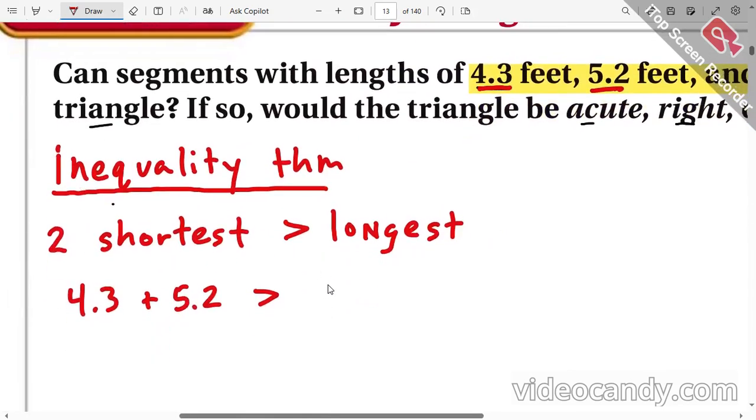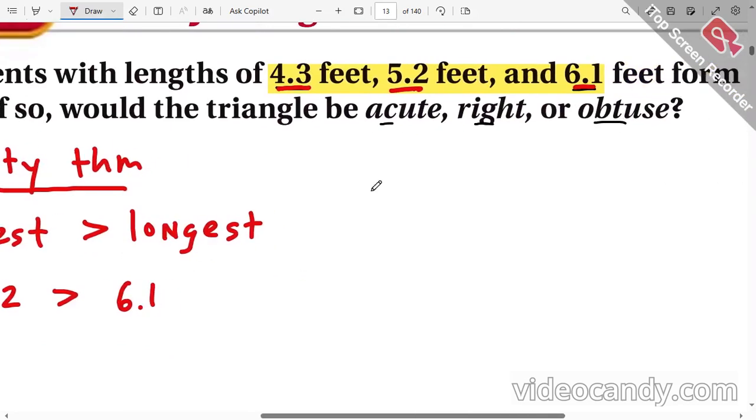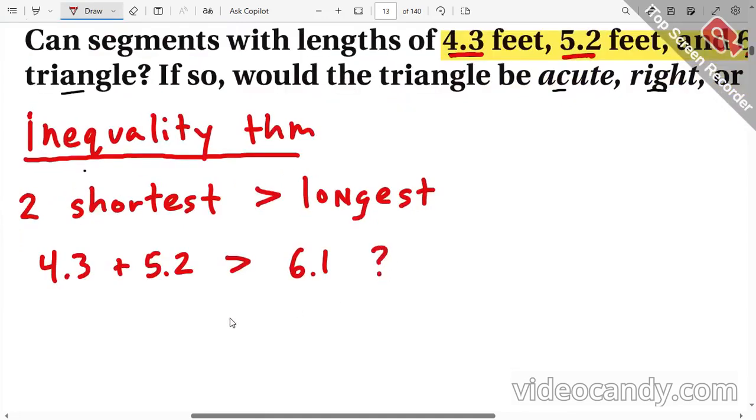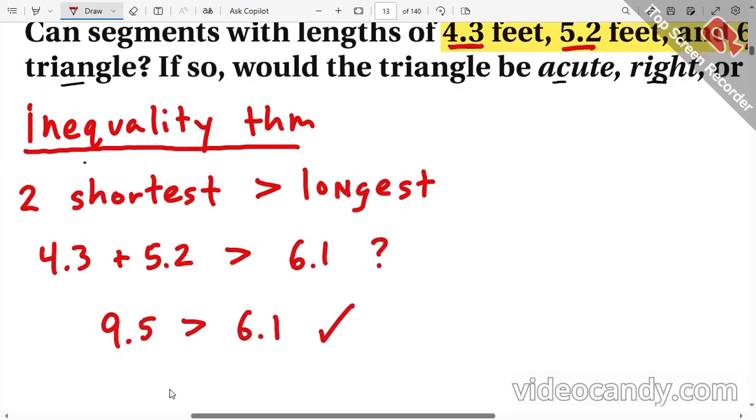Now, again, just like we did in the past, if you want to do all three calculations and make sure the sum of any two is greater than the third side, that's fine. But I like to use the shortcut. So we're trying to see if this is true. 4.3 plus 5.2 is going to be 9.5. And is 9.5 greater than 6.1? Yes. So far, so good. We got that part out of the way.